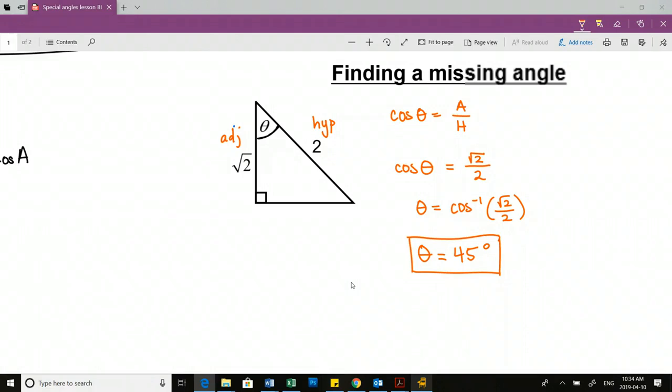Okay, does that bring back some memories with trig for grade 10? Okay. Any questions on this one before we move forward? Okay, can I scroll? Okay.